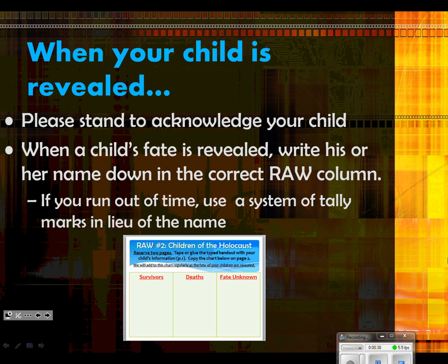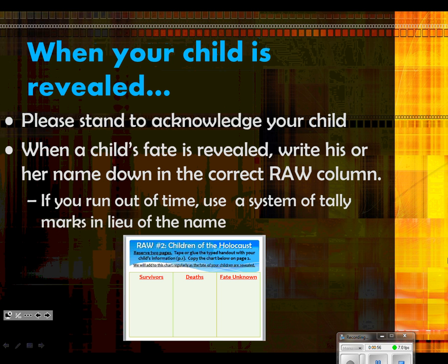So in round number 2, you folks should have 2 items. One is that chart that's on the screen. It was a really simple 3-column, survivors, deaths, fate unknown. And the other item you should have is that biography of your child. You should have saved that. You should have placed it back into your raw notebook.